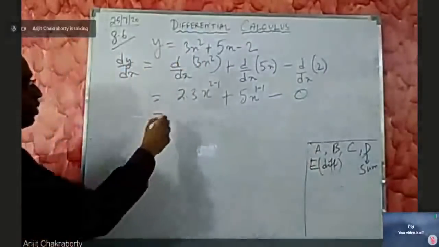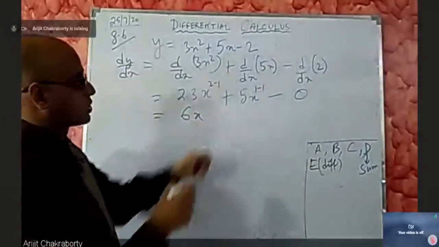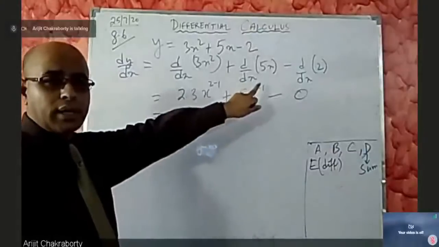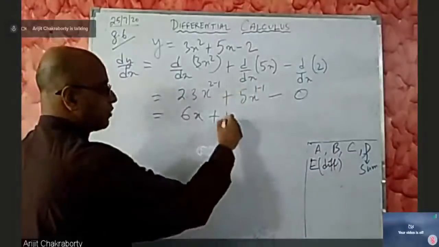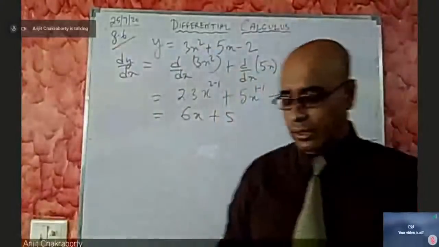Therefore, it becomes 3 2s are 6x plus 5 into x to the power 1 minus 1, which is 5 into 1, so 5. The answer is 6x plus 5. Right.